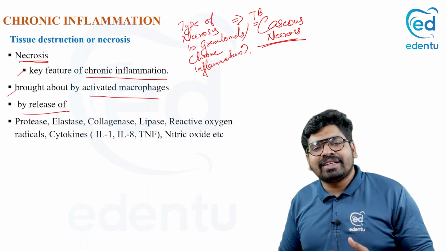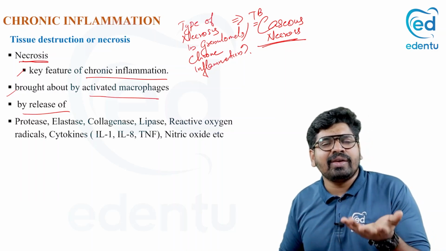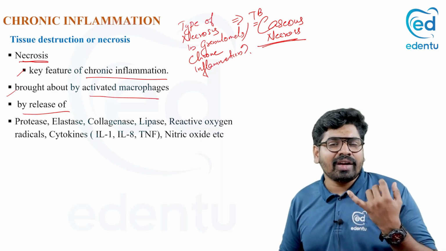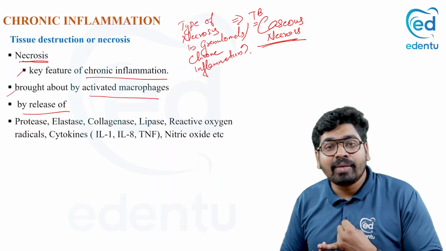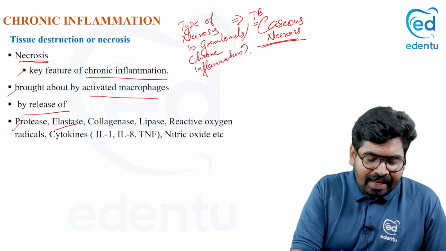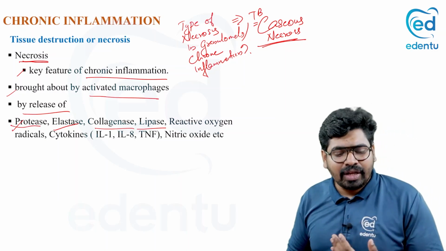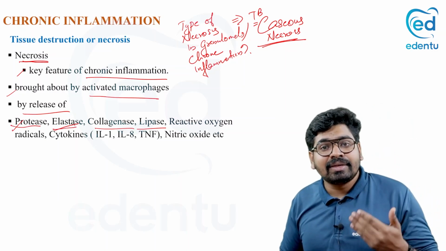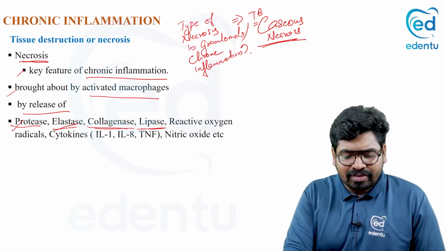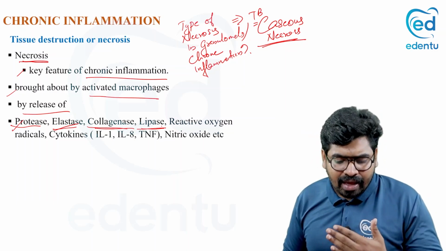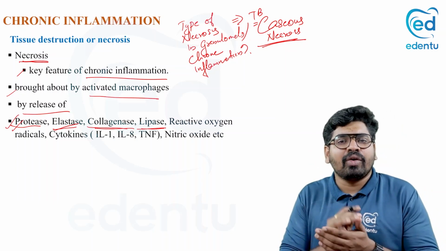They release certain enzymes. These macrophages release enzymes which will destroy your proteins. So what are the enzymes? They release proteases. I have told you they release acid and neutral proteases: protease, elastase, collagenase, lipase. Protease destroys protein, elastase destroys your elastin protein, collagenase destroys your collagen, lipase destroys the lipid component, and your reactive oxygen species and nitric oxide, all that will destroy tissue and cause necrosis.